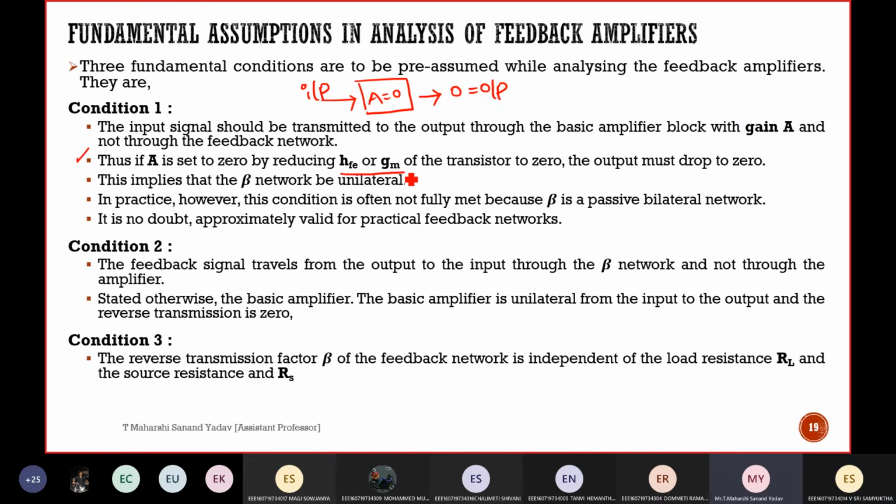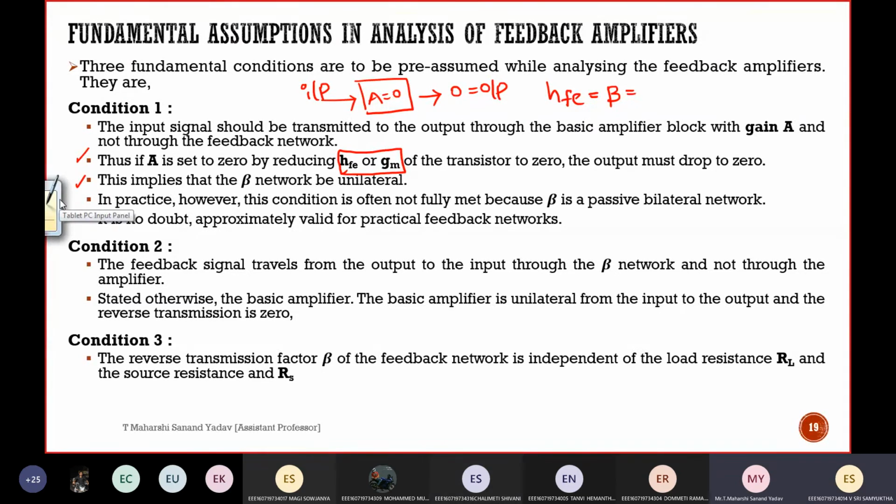And what about these two? What is HFE and what is GM? GM is transconductance. Right. HFE? This is important. What is HFE? Feedback, sir. HFE is the feedback factor, which is beta. Remember like this, HFE is nothing but beta. Next point.